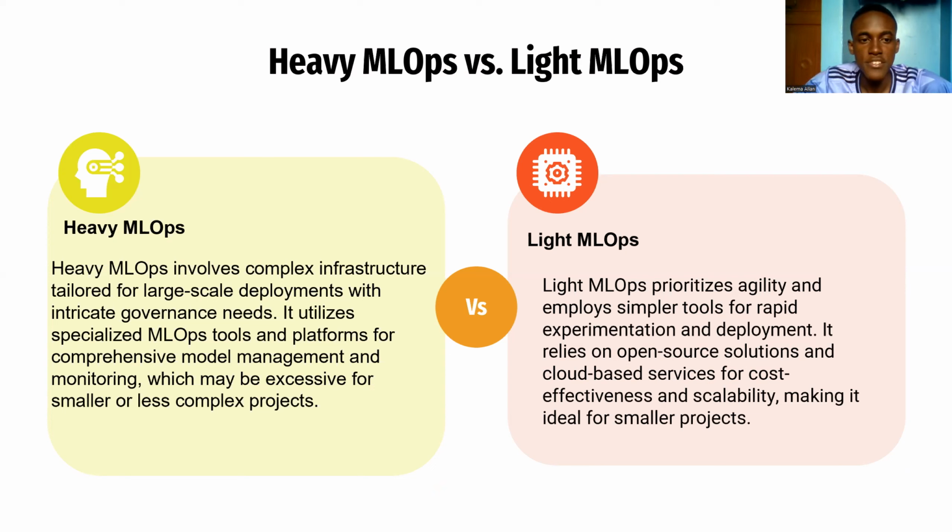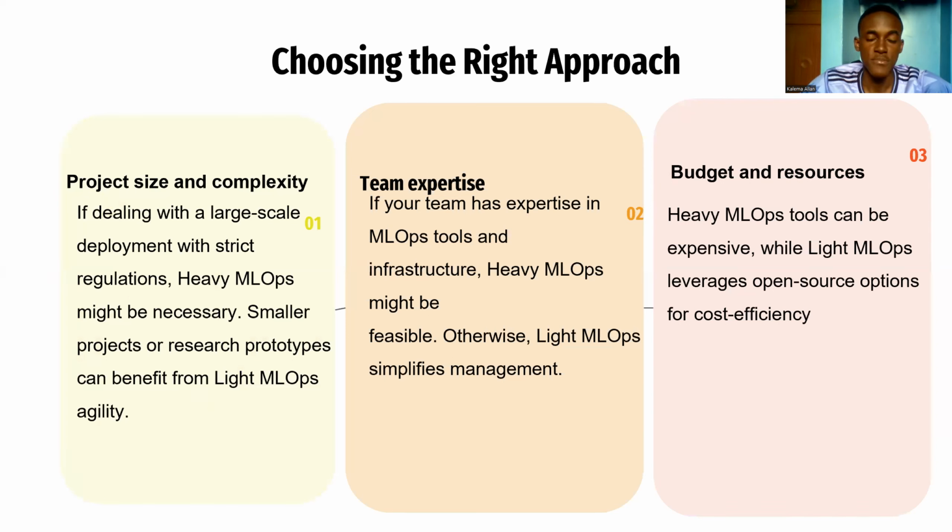Heavy machine learning operations involve complex infrastructure tailored for large-scale deployment with intricate governance needs. It utilizes specialized MLOps tools and platforms for comprehensive model management. While light MLOps prioritizes agility, it employs simpler tools for rapid experimentation and deployment. It relies on open source solutions and cloud-based services. Then choosing the right approach between light or heavy will depend on the project size and complexity, the team expertise, and the budget and resources.